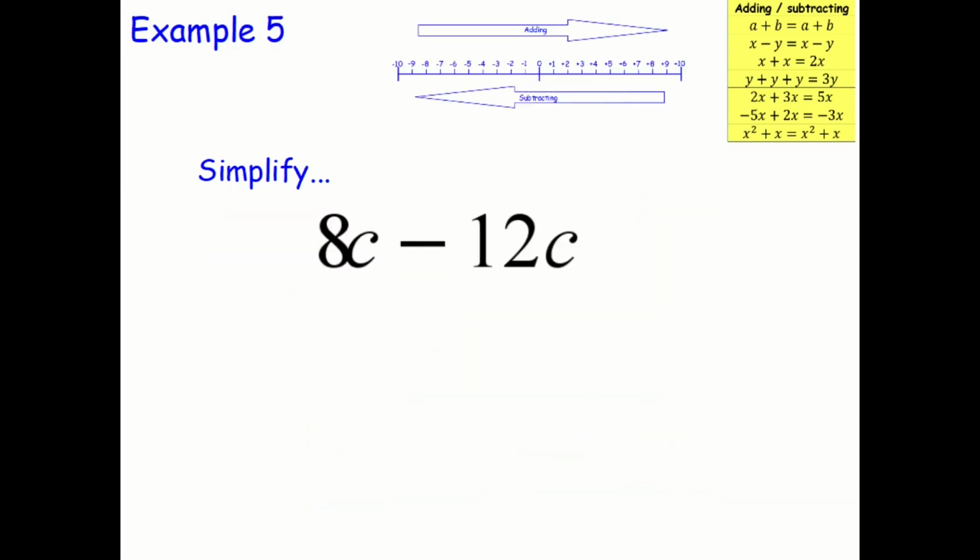Example 5. Simplify 8c minus 12c. And we've got two like terms here because they're both c's. So I'm just going to look at my number line, and I'm going to find positive 8 on my number line, because of course if it doesn't have anything in front of it, it just means it's a plus. So I'm going to find positive 8 on my number line, which is here, and I'm going to subtract 12, and that takes me down to minus 4. So the final answer is minus 4c.